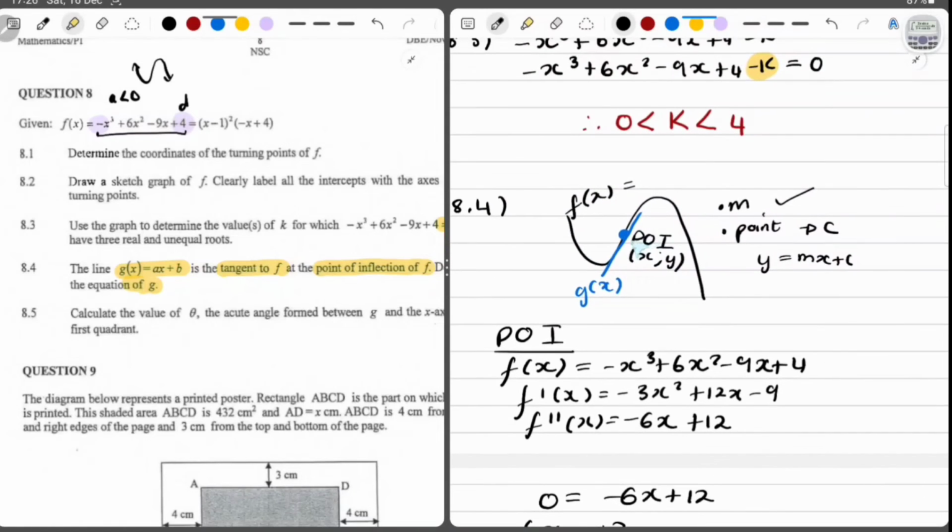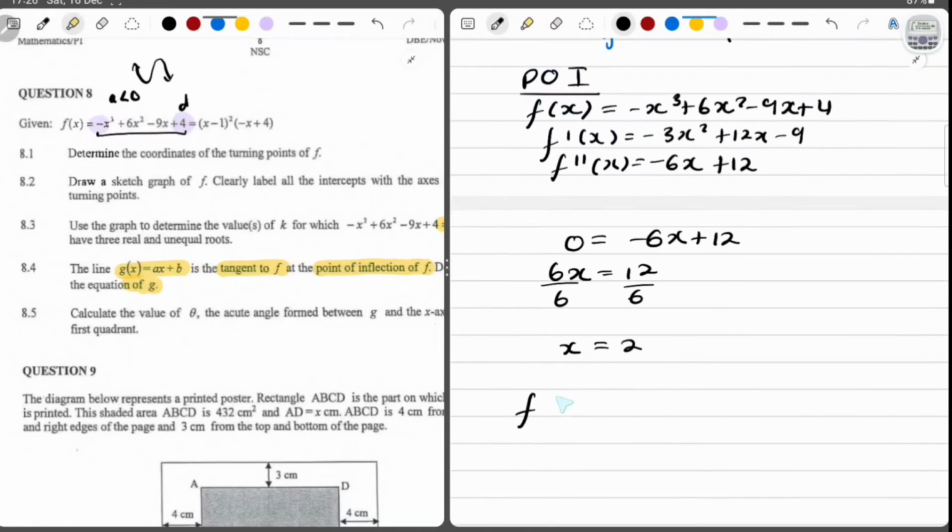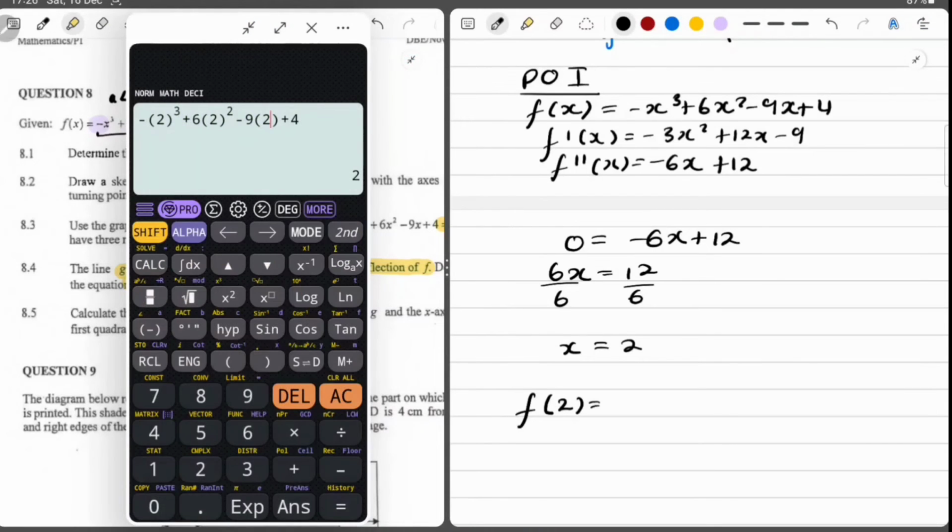It's a point, okay? So it's on the graph. So to find its y value, take the x value and substitute it into the original function so you can get its corresponding y value. So that's going to be f of 2 is equal to, and I'm just going to substitute. So f of 2 is equal to 2. That's what we get. So the y value of the point of inflection is 2.